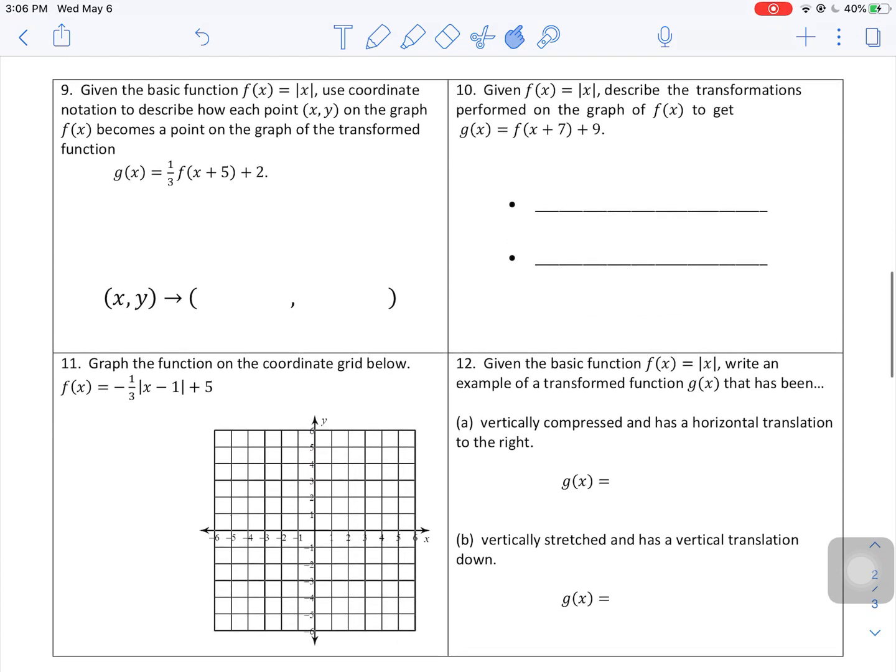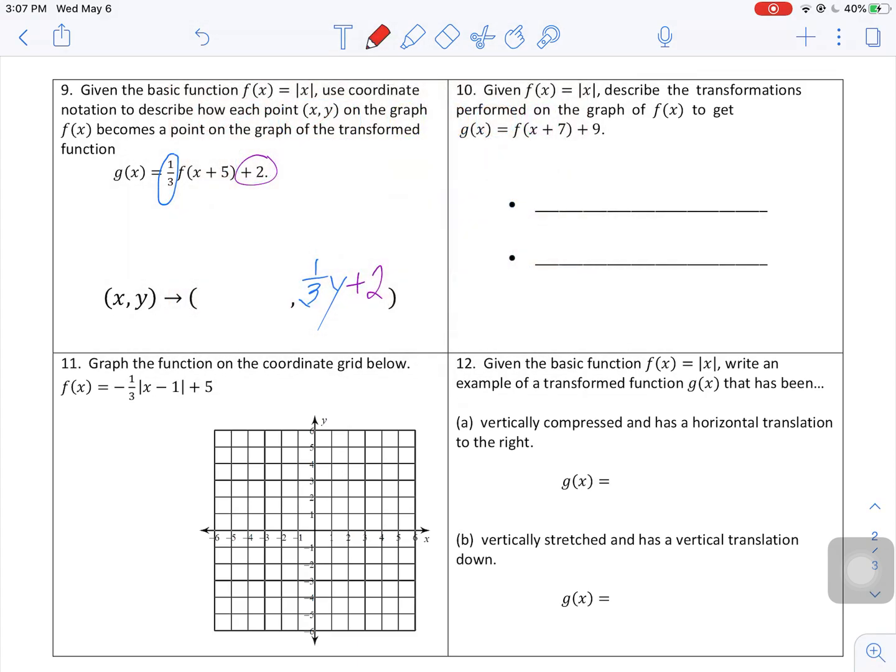Number 9, given the basic function f of x equals absolute value of x, use coordinate notation to describe how each point x, y on the graph of f of x becomes a point on the graph of the transformed function. So the 1/3 in the front is a vertical compression, so it's going to affect the y coordinate. So I'm going to take whatever my y coordinate is, and I'm going to multiply it by 1/3. Then the +2 in the back is a vertical translation, so that's going to take my y value and move it up 2.